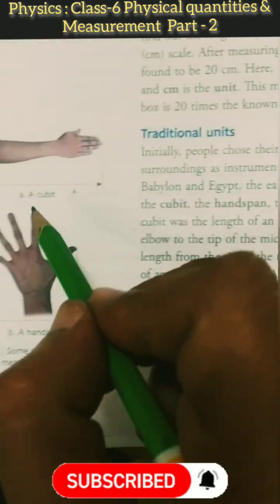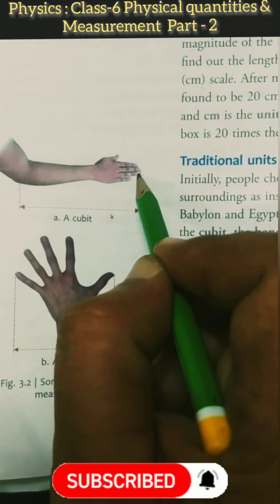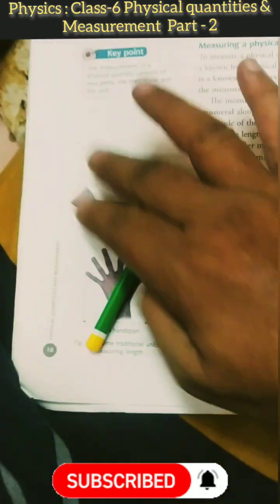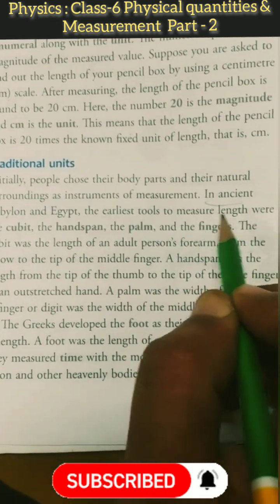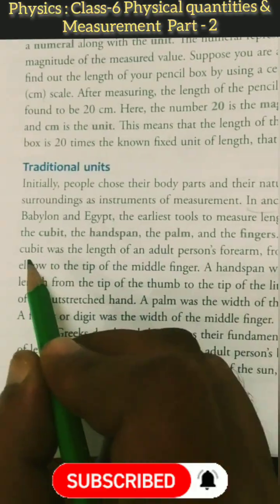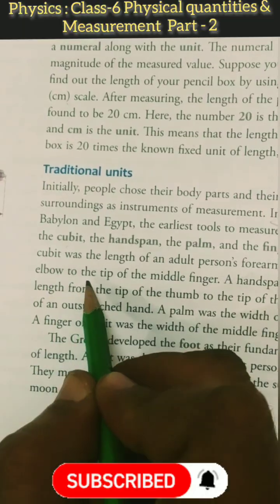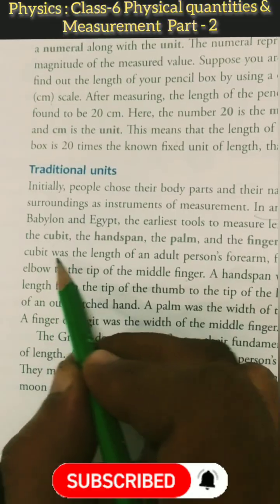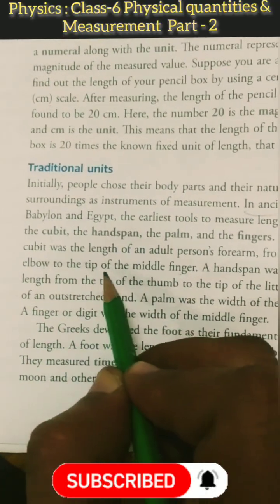Okay, what is a cubit? A cubit is the length from the elbow to the tip of the fingers, and the handspan is like a handspan. In ancient times, people used these tools to measure length: cubit, handspan, palm, and fingers. The next line is, the cubit was the length of an adult person's forearm from the elbow to the tip of the middle finger. This line indicates it.